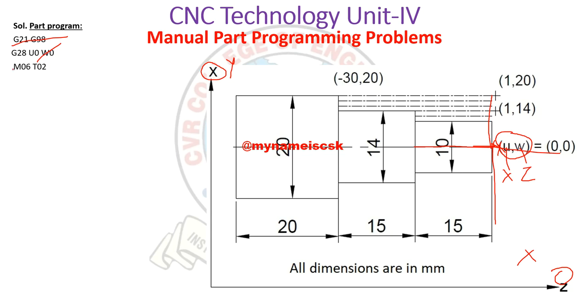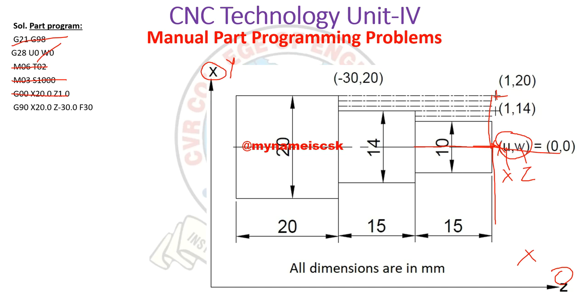Then we are changing the tool to tool number 2. Then the spindle is on, and we are giving a speed of 1000 rpm. Then X20, Z1. So 20 is at this point, so our point is at this position, and Z is 1, so it is outside.